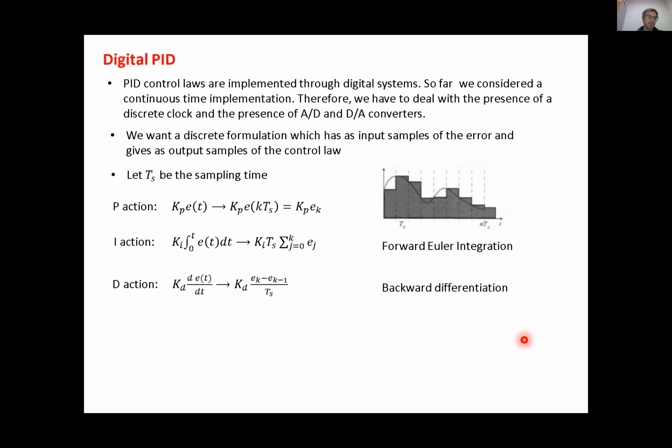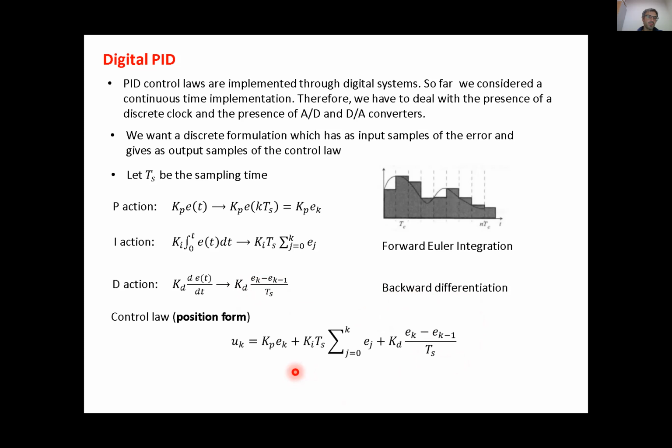While for the D action, ideally we should do the difference quotient, the rapporto incrementale in Italian. But to do the difference quotient, we should use the difference between the sample at k+1 minus the sample at k, and this is not possible because we would be in the future. So we do a backward differentiation, and we do the difference quotient between the sample at time k and the sample at time k minus 1.